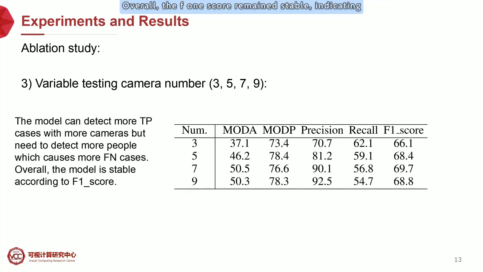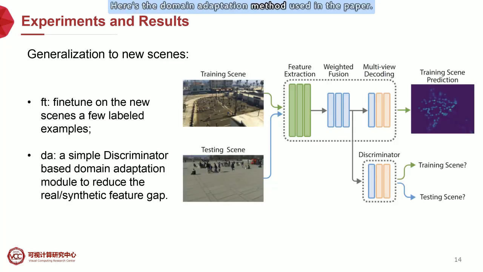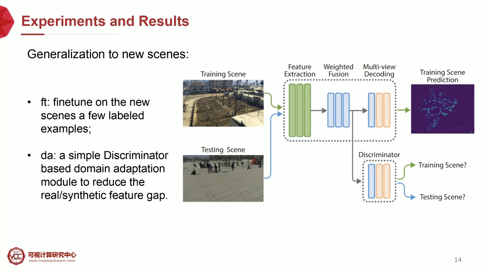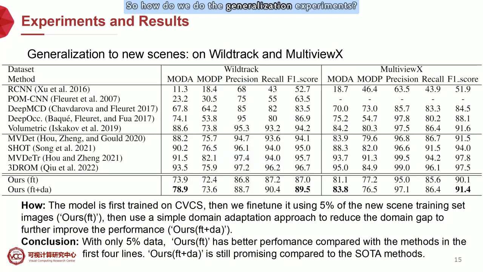Overall, the F1 score remained stable, indicating that the model is relatively consistent across changes in the number of camera views. Here is the domain adaptation method used in the paper. FT means fine-tune on the new scenes with a few labeled examples. DA means a simple discriminator-based domain adaptation module to reduce the real-synthetic feature gap. In particular, we add a discriminator in the trained model to reduce the gap between the training scene features and testing scene features.